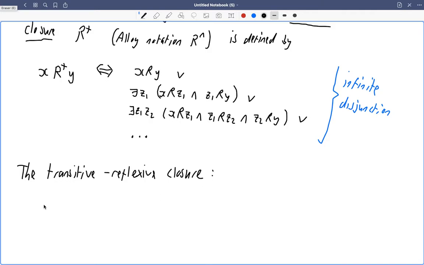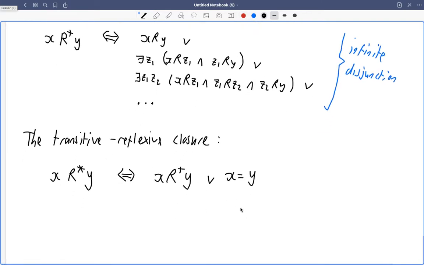The transitive reflexive closure is defined by: X and Y are related in the transitive reflexive closure if and only if they're either related in the transitive closure, so either Y is reachable from X by a path of at least one step, or it is reachable in zero steps, in which case that means X equals Y. Okay.